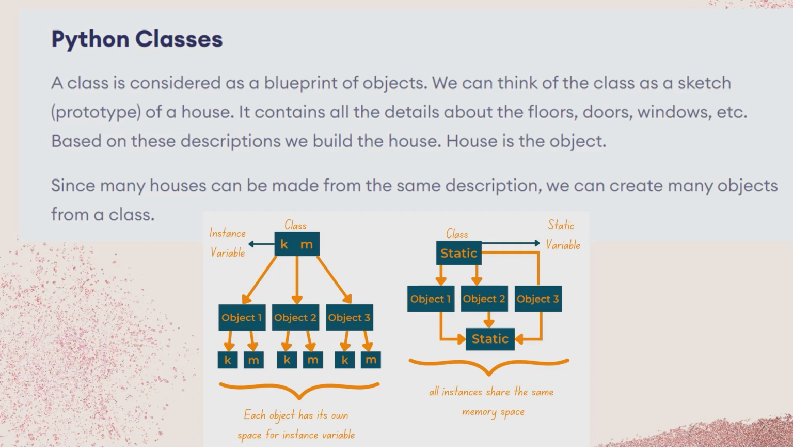You could see the example given there for the instance variable created under the class. Your objects have their own spaces given, but for the static variable, all share the same memory space.